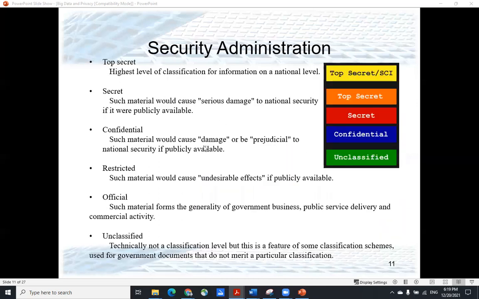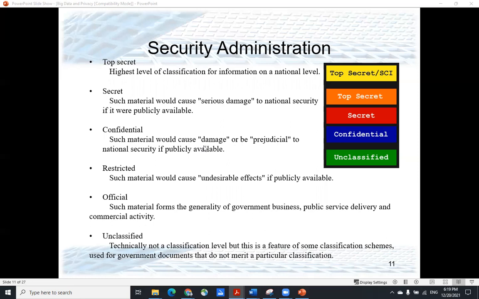Now, the security administration, we also briefly touched on that last time. Top secret information is the highest level of classification for information on a national level. So a lot of the government organizations use this kind of classification: top secret, secret, and so on. Secret, such materials would cause serious damage to national security if they were publicly available.